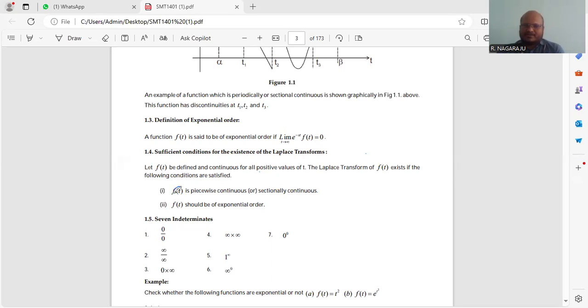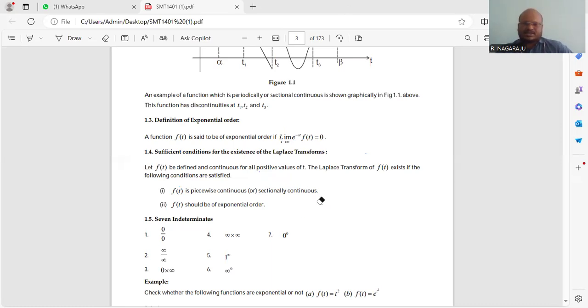The first condition is that f(t) is piecewise continuous, which we can also call sectionally continuous. And the second is that f(t) should be of exponential order. If any one of these two conditions fails, we cannot apply the Laplace transformation. The function must be piecewise continuous and of exponential order. If sometimes a function is not of exponential order, or not piecewise continuous, then we can't apply the Laplace transformation.